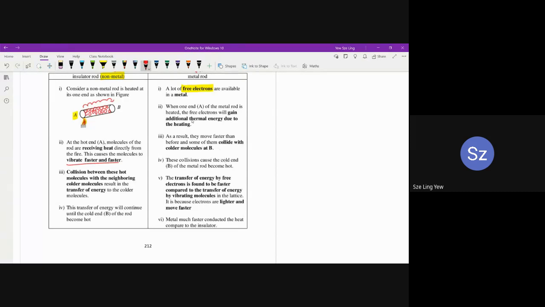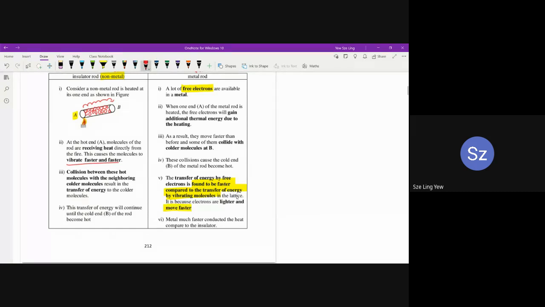Because electrons can move freely, they can reach the cold end faster compared to the vibrations in an insulator rod. So this collision causes the cold end of the metal rod to become hot, and the transfer of energy by free electrons is found to be faster compared to the transfer of energy by vibrating molecules in the lattice. This is because electrons are lighter and they can move faster. That is the main thing.